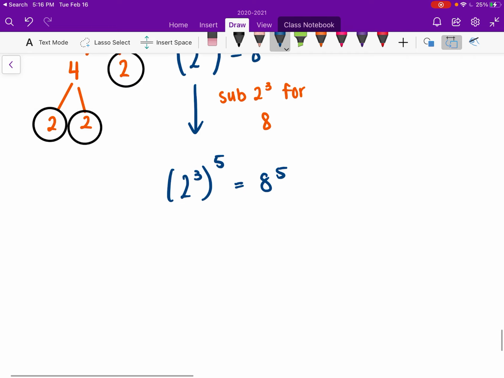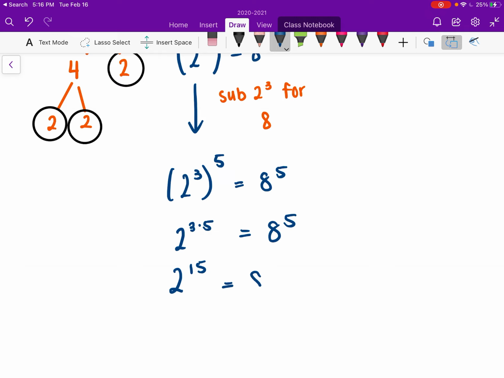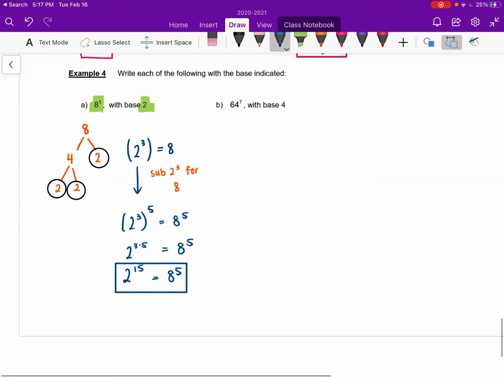You don't have to do it this way if you don't want to. But so we can say 3 times 5. 2 to the power of 15 is equal to 8 to the power of 5. And you can check this by just plugging those both into your calculator, and you should get the same answer. So let's do 2 to the power of 15. Gives me 32,768. And then if we do 8 to the power of 5, it also gives me 32,768. So they're both equal to each other.